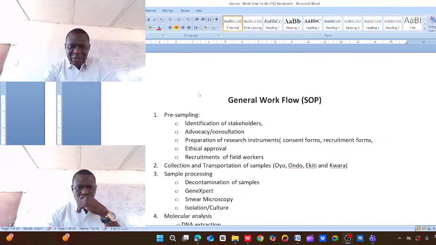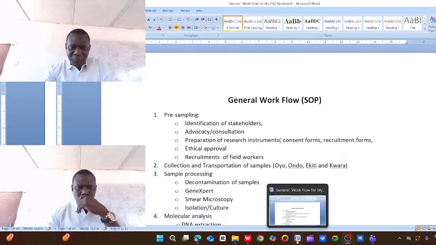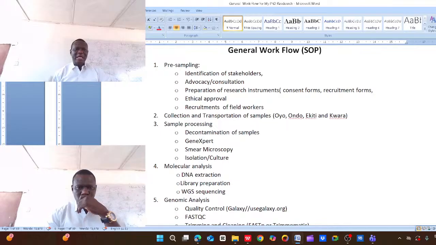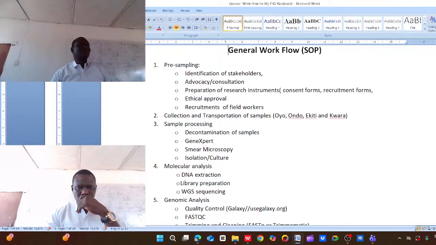Okay, now as I was saying, I was using an example of somebody who is working on Mycobacterium tuberculosis. Not even somebody, that is my own work. So I'm just making use of those. After collection and transportation of the sample to the laboratory, the next step is processing of that sample, which will determine what you are working with.